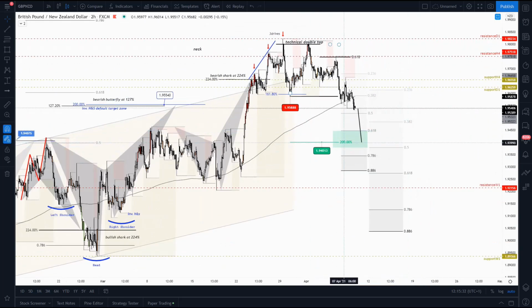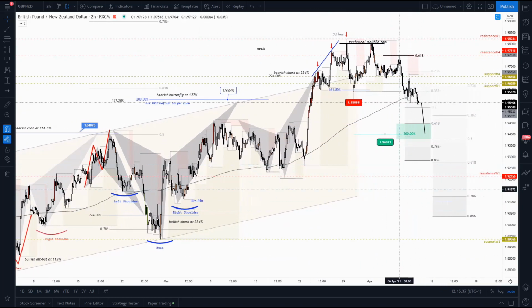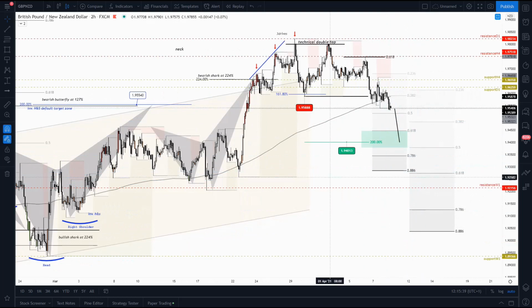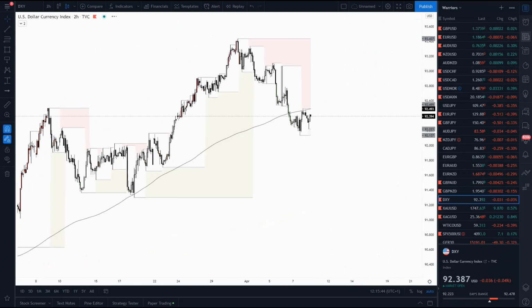So this is the 200% Fibonacci retracement level. Let's see if the price will trade those levels. So that's what I'm expecting after the formation of those patterns.